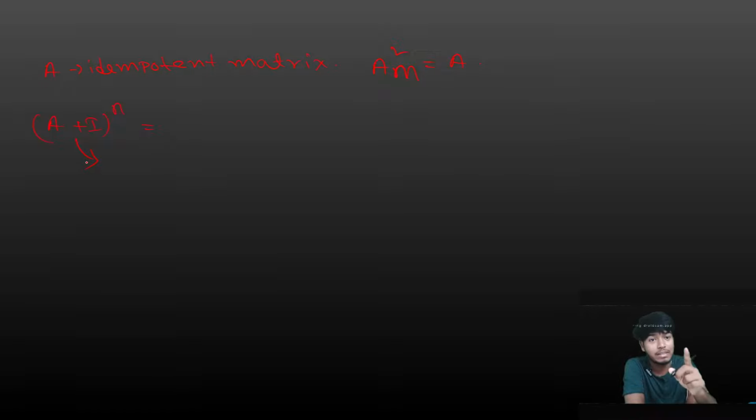For defining A + I, how do we add two matrices? When the orders are the same, then we add two matrices. That's why we say the order of I is also the same. Understood? So this is equal to I + 7A. Identity matrix plus 7A matrix. Then what is the value of n?